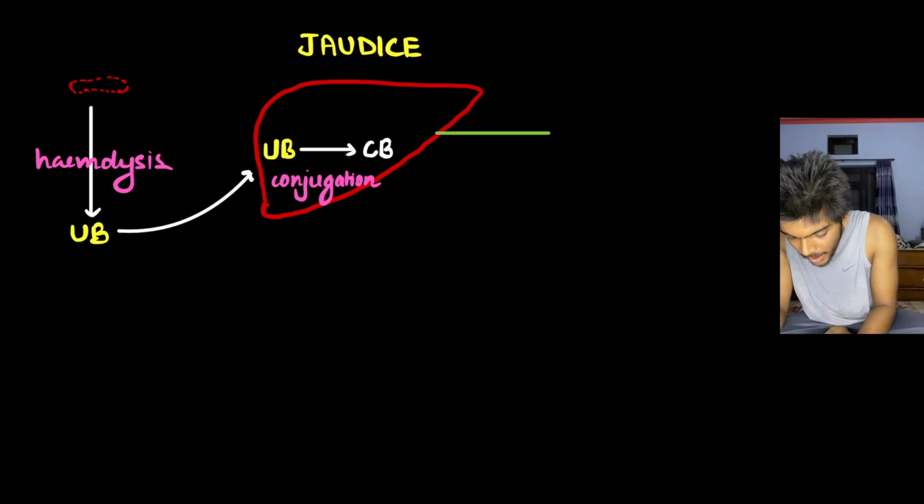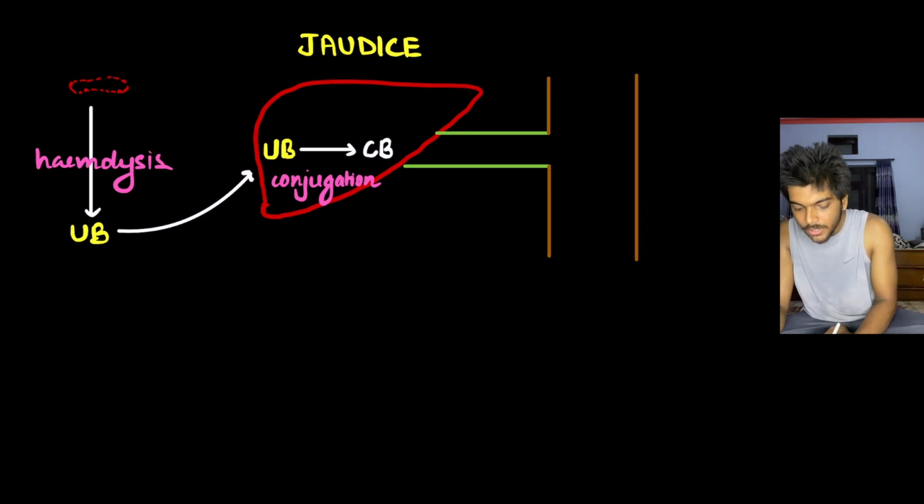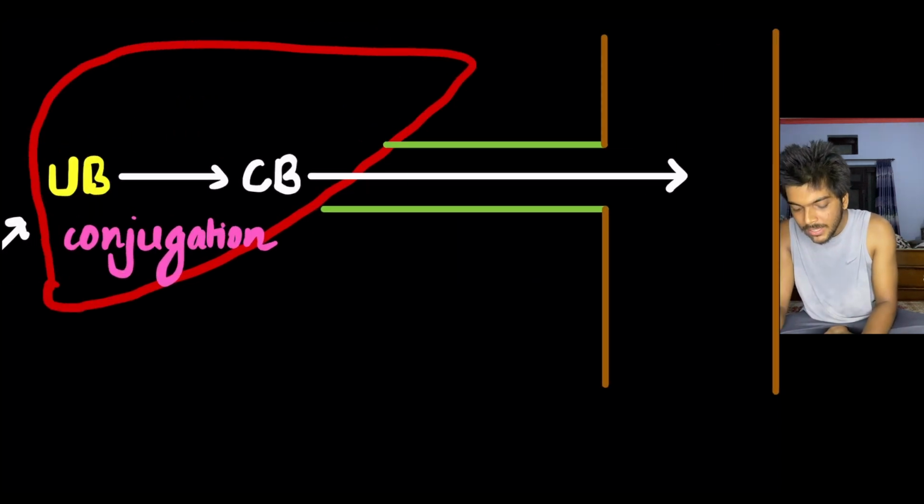The biliary canaliculi, as you must know from the anatomy of the gastrointestinal tract, open into the second part of the duodenum. So the conjugated bilirubin is secreted into biliary canaliculi. From there, through the bile duct, it enters the second part of the duodenum. This is your bile flow.